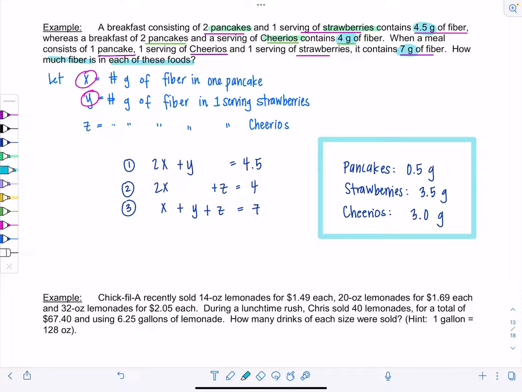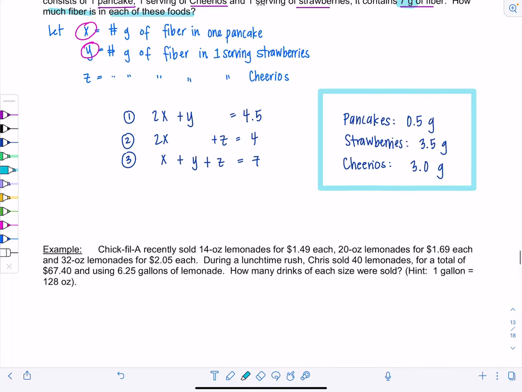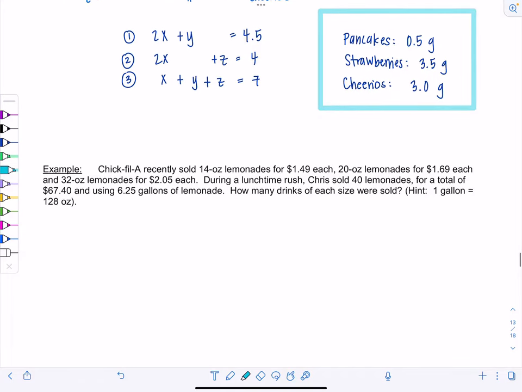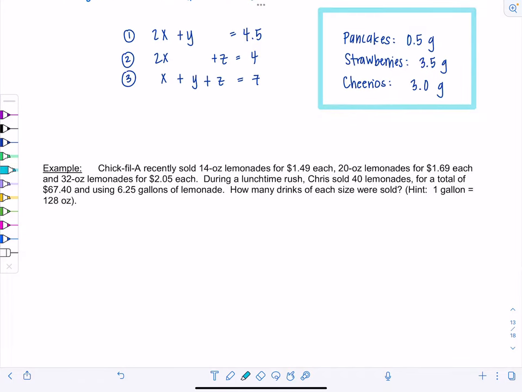Last example, you know what's so funny? I used to do this exercise for years when I was teaching algebra at a different school, and there were no Chick-fil-A's near us, and now they're rampant. I still have never been. Can you believe it? I always choose something else when it's fast food time, never Chick-fil-A.